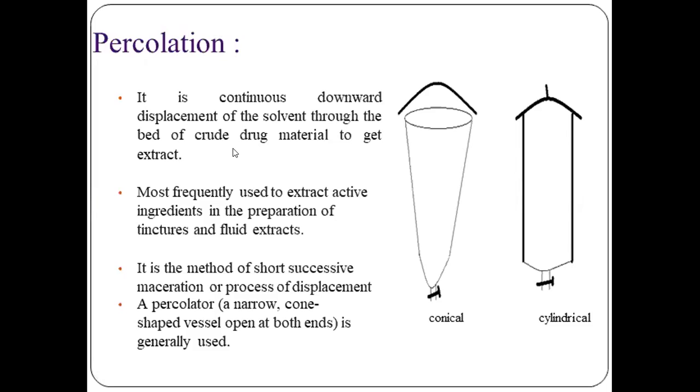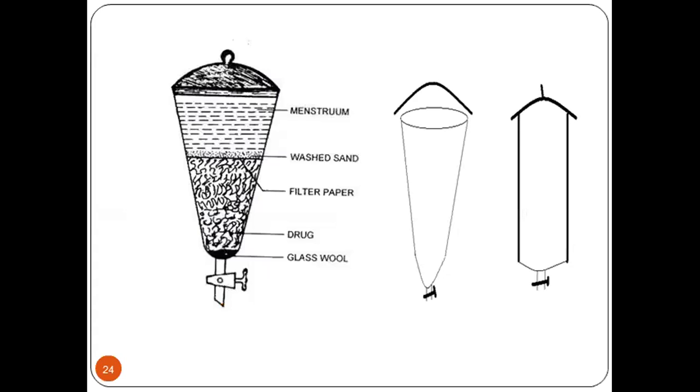नैरो कोन शेप वेसल, ओपन एट बोथ एंड्स, वो दोनों तरफ से एंड से खुला हुआ रहता है. ओके, सो दिस इज हाउ यू हैव टू पैक द परकोलेटर. सो परकोलेटर में सबसे नीचे जो माउथ ओपन रहता है ना, ये नॉब के जस्ट ऊपर, वहां पे कॉटन वूल से इस माउथ को क्लोज किया जाता है और ड्रग को अकॉर्डिंग टू साइज, पार्टिकल साइज, इसको फिल किया जाता है. कोर्स, देन फाइन, एंड देन द फाइनेस्ट वन इज अपर.